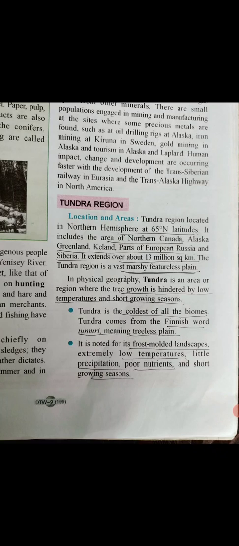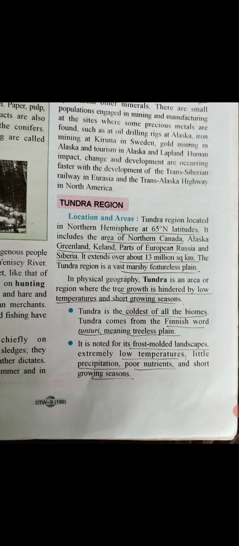Okay, location and area. The Tundra region is located in the northern hemisphere only, just as the Taiga region, that is in 65-degree north latitude. See, both of these areas are located in northern hemisphere only because towards the southern hemisphere the southern part is totally covered with the ocean, okay, ocean water, except Australia. That's why these two regions, that is the Taiga and the Tundra, extend only towards northern hemisphere.